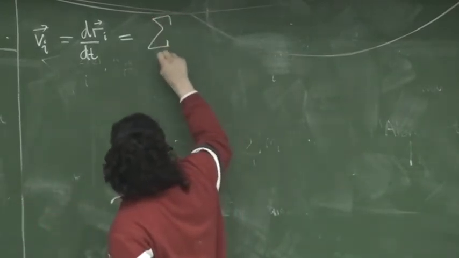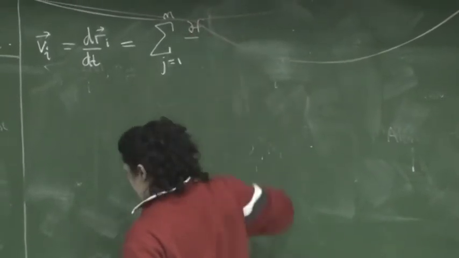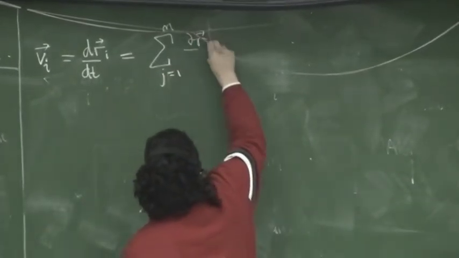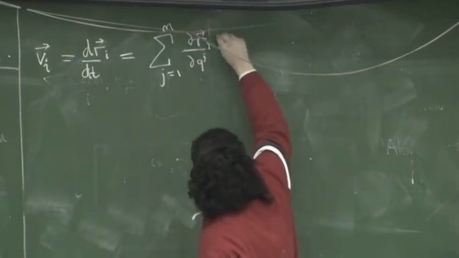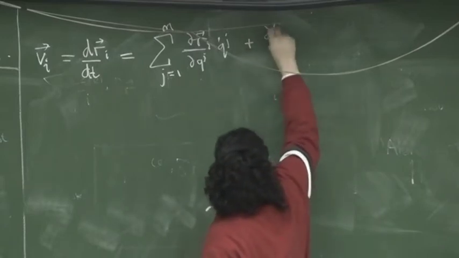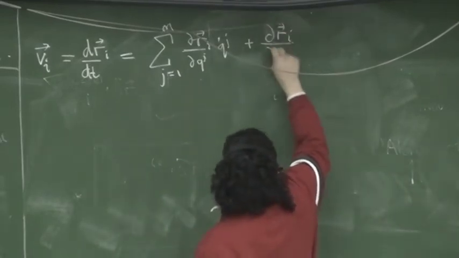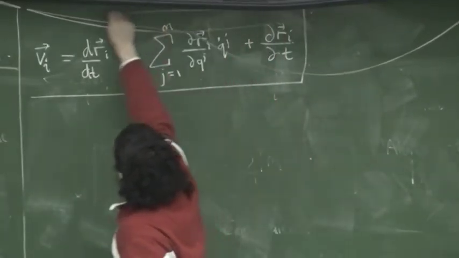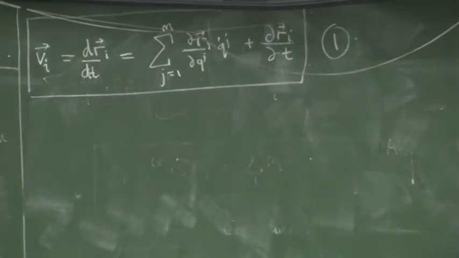the sum j 1 to n of del f, not f anymore, f is ri, so del ri by del qj, times qj dot, plus del ri del t. So that's the expression for velocity, and that's the first thing I would like to box. Box it, call it 1. You're going to use it.